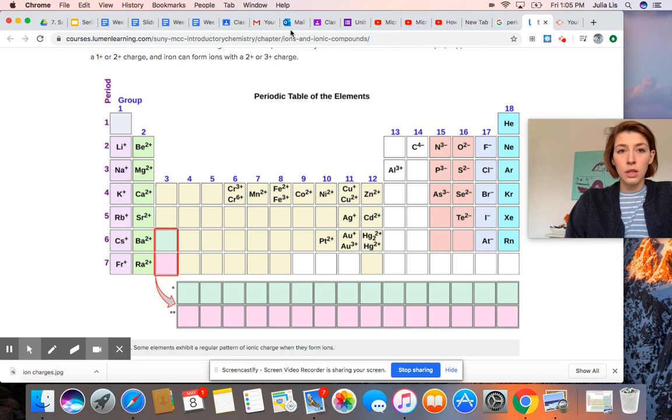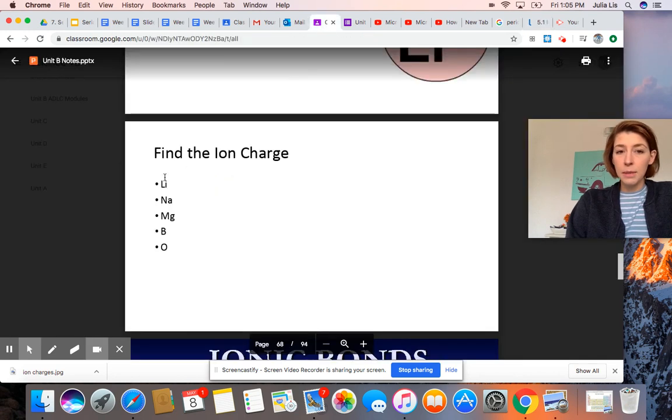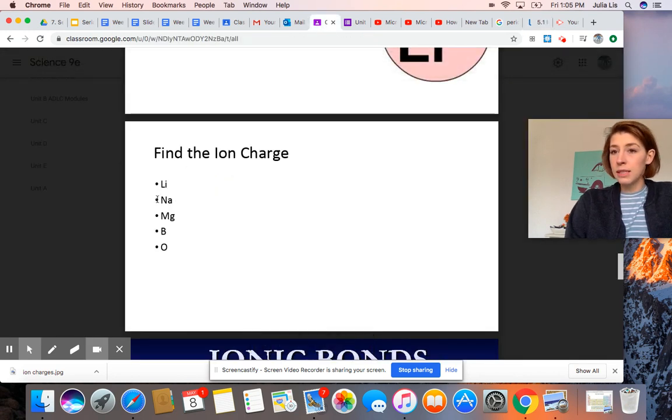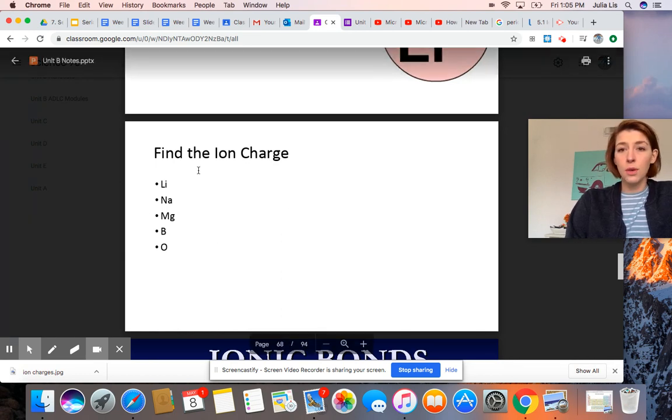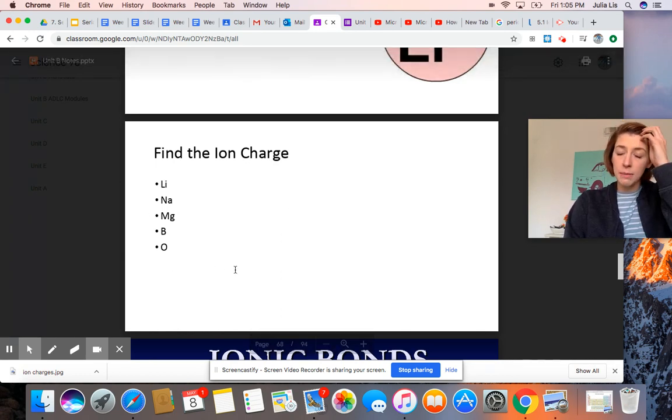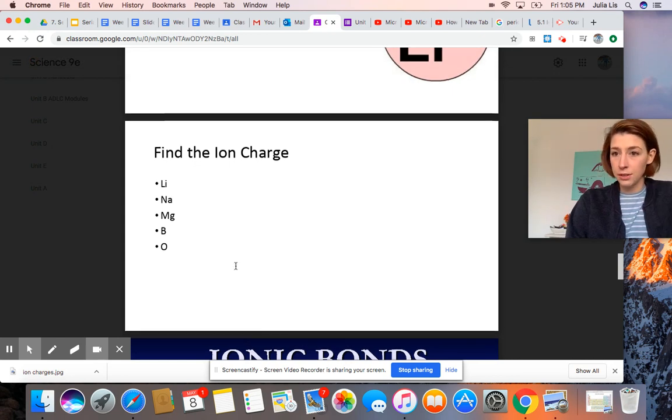So for lithium, it should have been +1. Sodium is in the same family, +1. Magnesium is an alkaline earth metal in family number 2. It's 2+. Boron does not have a charge. And then oxygen was 2-. I also did post that as a Word document for you to check your answers.